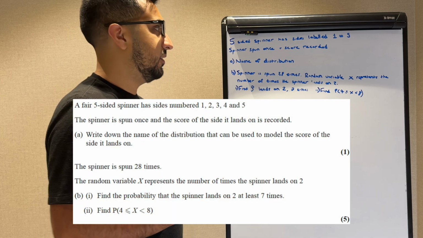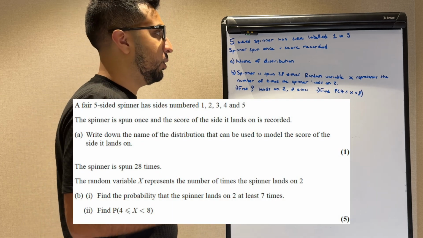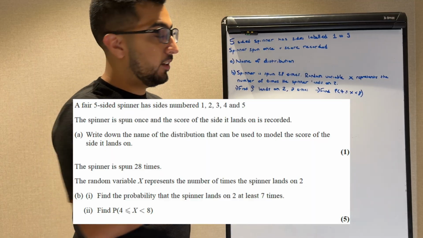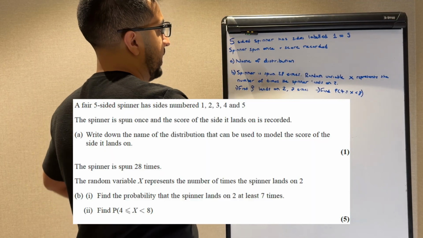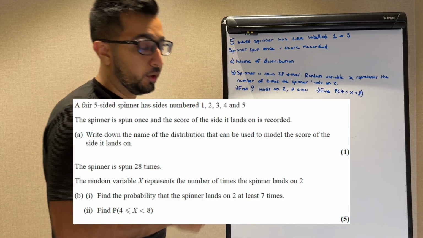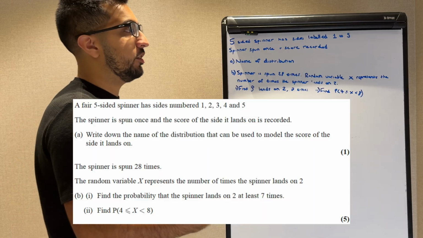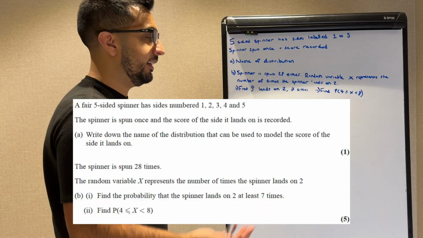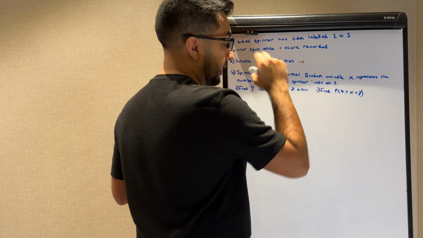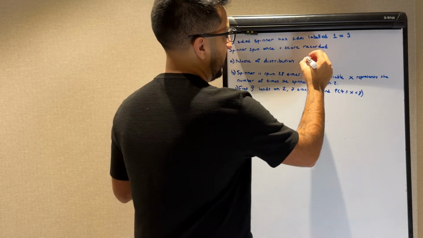AS level stats. So, introducing something new for you guys, hopefully it helps. We have a 5-sided fair spinner, which I forgot to write down, labeled 1 to 5. The spinner is spun once and scores recorded. Name the type of distribution. If the probability of getting each thing is the same, it is called a uniform distribution. These are things that aren't really teachable, it's for you to learn, put on flashcards and remember it.